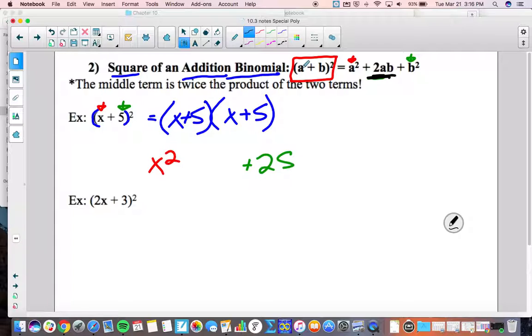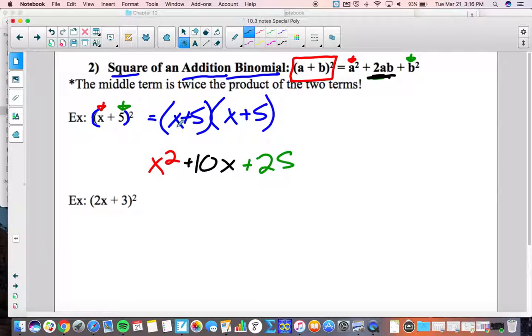Now how do we get this thing in the middle? I'm going to take the first term times the second term. This says a times b. So I'm going to take x times 5. That gives me 5x. But then I multiply that by 2. That gives me 10x.